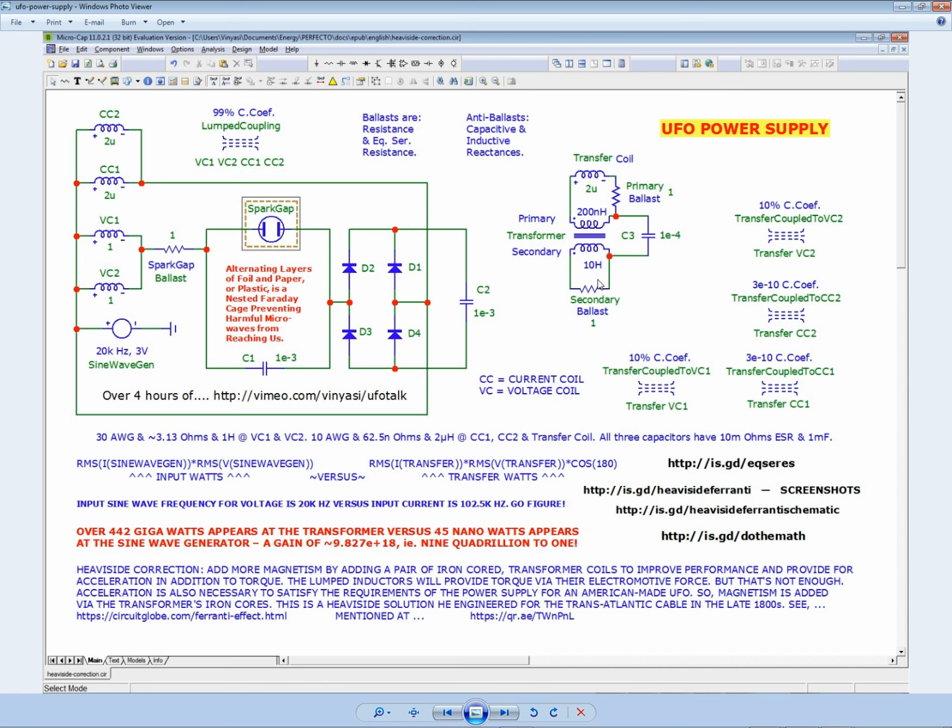Now I think that's everything that I want to relate. That I don't want to repeat because this is a very long video. I've already covered a lot of stuff in the prior segments of this compositional video. So this is what started out as my Heaviside correction or Heaviside solution to the Ferranti problem, to the Ferranti effect. And I think I did a pretty good job, all things considered.